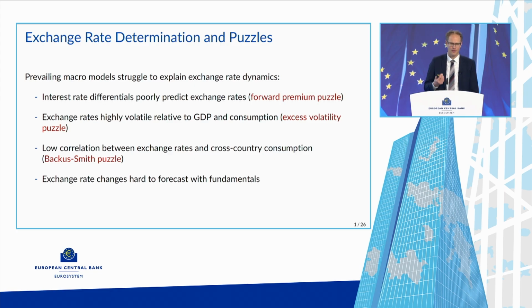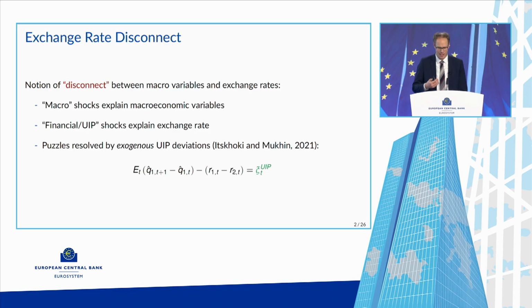There's an excess volatility puzzle where exchange rates are highly volatile relative to other macro aggregates, in particular GDP and consumption. There's the so-called Backus-Smith puzzle, which is about the correlation of the exchange rate with cross-country consumption that most models get wrong. And then there's an issue about exchange rate forecastability. So this paper is mostly about the first three. The last one is not what we are exploring today, but I think it also has implications for that. So in a sense, there's a notion out there that exchange rates and the macro variables are disconnected.